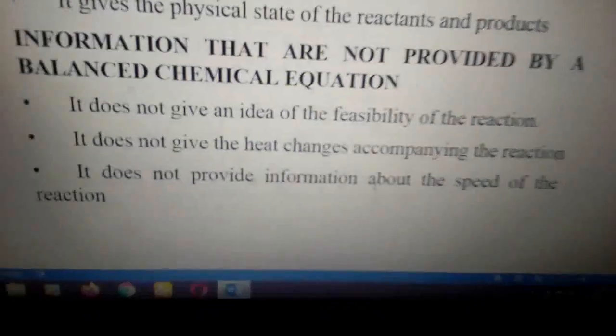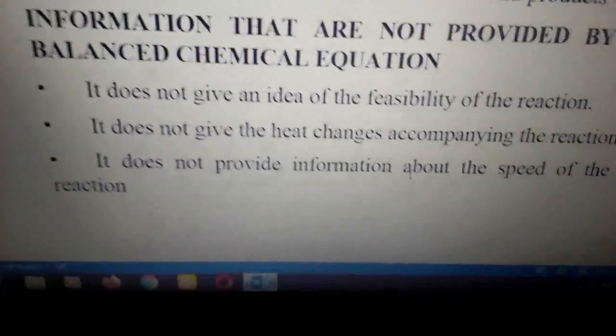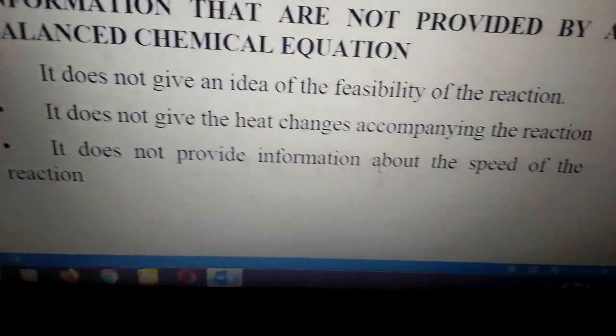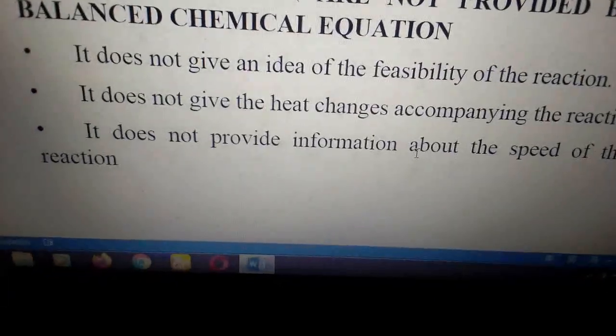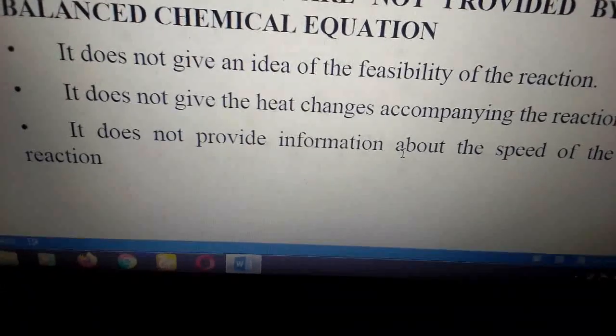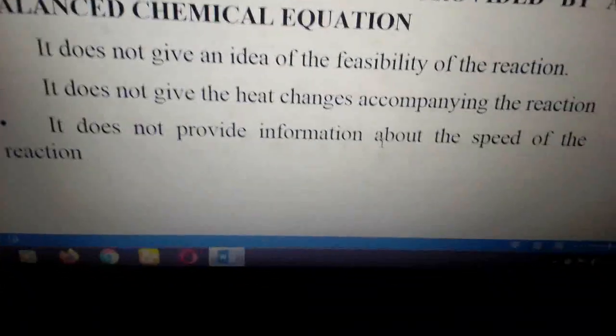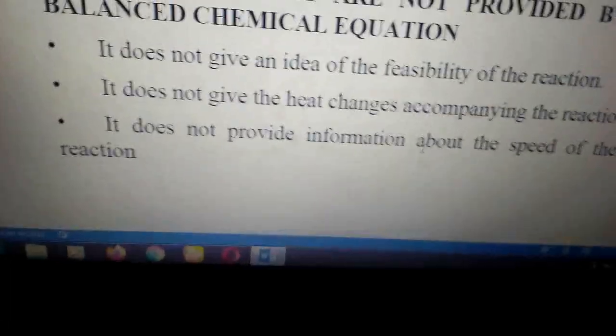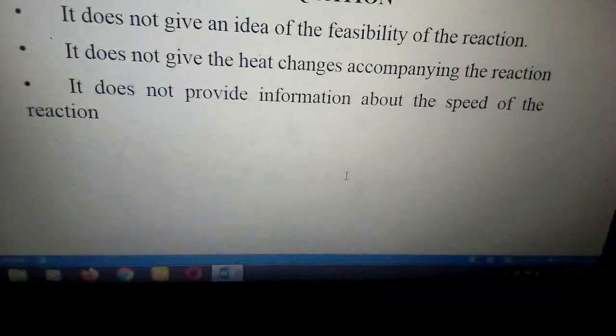Then, information that is not provided by a balanced equation. So what is the information you cannot get from a balanced equation? 1, it does not give an idea of the feasibility of the reaction. So the equation cannot tell you whether the reaction can take place or not. That's what it means. 2, it does not give the heat changes accompanying the reaction. So it doesn't tell you about the enthalpy change of the reaction. Then number 3, it does not provide information about the speed of the reaction. So it does not provide information about the reaction kinetics.